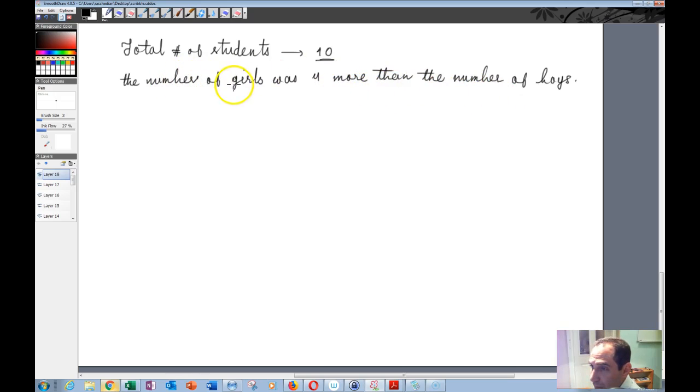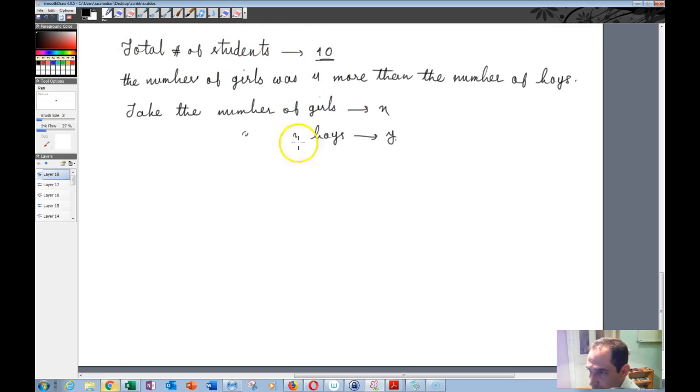So if I take the number of girls as x and the number of boys as y, then I can say that the total number of these students, girls and boys together, was 10. So x plus y is equal to 10. And also I know that the number of girls, which is x, was equal to 4 more than the number of boys. So y plus 4.